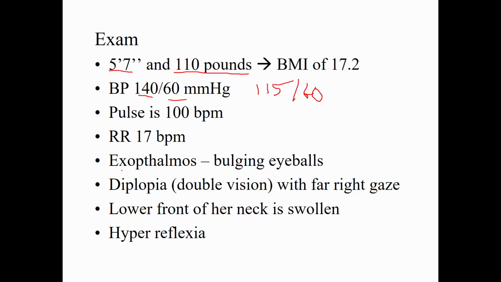Now, here's something interesting. She has exophthalmos. That means her eyeballs are bulging out of her eye sockets. And this can happen when the eye muscles are weak and when you have a lot of swelling behind the eyeball. In addition, she has the double vision. The lower front of her neck is swollen and she has hyperreflexia. So that tells me that her central nervous system is really, really excitable.